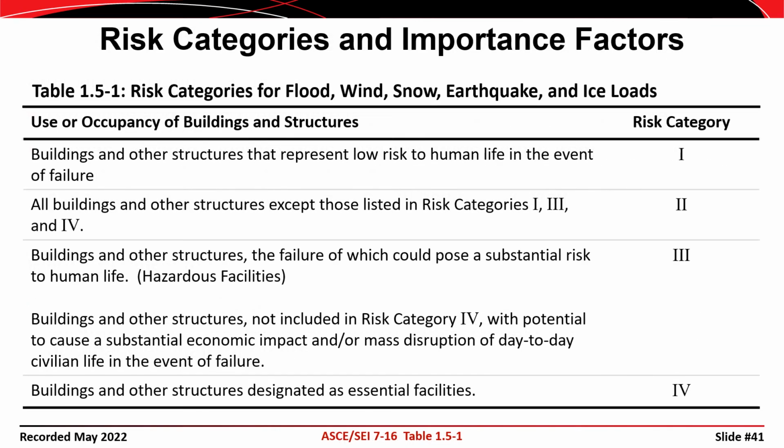With that being said, risk categories are assigned based on the occupancy and the use of the building. There's 4 of them: 1, 2, 3, and 4. Buildings with a low risk are assigned category 1. Hazardous facilities are assigned to category 3. Essential facilities are assigned to category 4, and everything else, which includes typical office type buildings, are assigned to category 2.